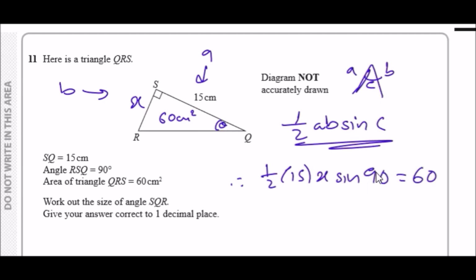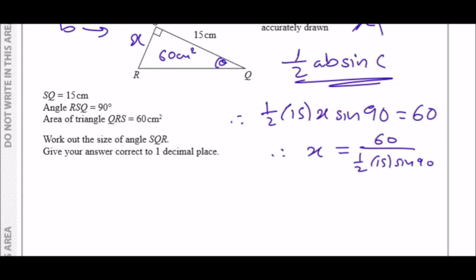So now we can solve for x. Putting this in the calculator, dividing across by half times 15 times sine 90, we have x equals 60 over half times 15 sine 90. You should get, let's have a look, 60 over 0.5 times 15 sine 90. I got 8. Okay, just checking that looks okay. Yep, looks like an 8.